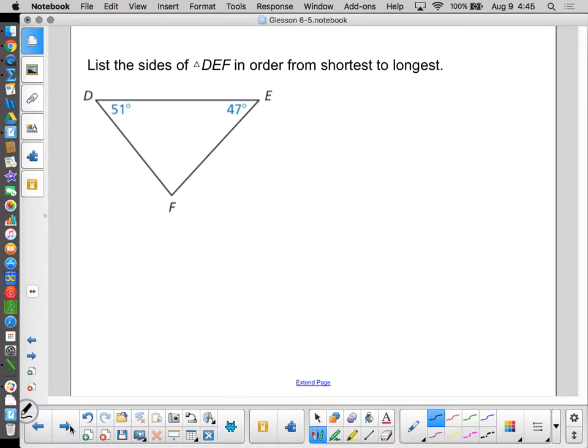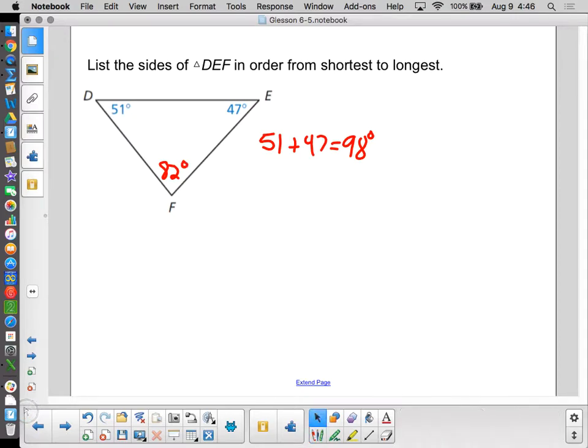List the sides from shortest to longest. Saying, wait a minute, I only know two of the angles. Yeah, that's true. Oh gosh, what are we going to have to do? Find linear equations, slopes, distance formula? Nah, none of that. Just got to find the third angle. If I know two angles of a triangle, I know the three angles add up to 180. So if this is 51 and 47, that's 98 degrees used up. How many degrees are left for this third angle? Oh, that must be 82 degrees, because they have to add up to 180. That's not too tough.